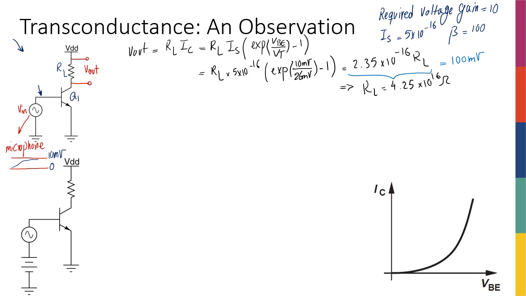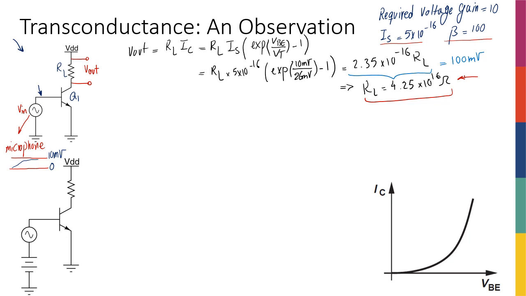So what should we do? I want an amplifier with a gain of 10, and it looks like with this transistor, which has a normal IS and normal beta, I end up having a huge and gigantic resistor. There should be something wrong there, okay?